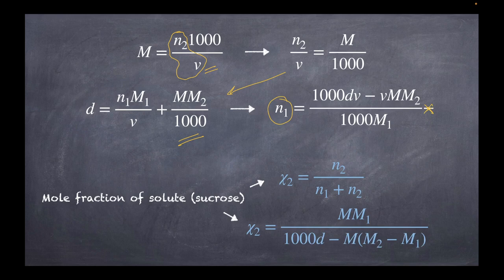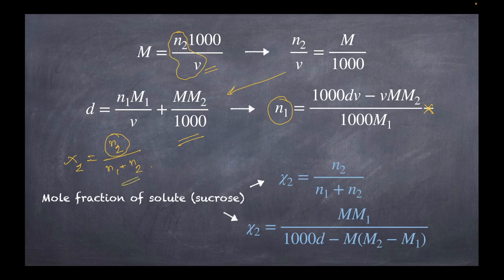So now the mole fraction of solute, that means chi2. The expression for defining the mole fraction is the number of moles of solute present divided by the total number of moles present in our solution. That means N1 plus N2. So N2 is the number of moles of solute present in our solution. N1 is the number of moles of solvent present in our solution. So chi2, the mole fraction of our solute, will be equal to N2 divided by N1 plus N2.